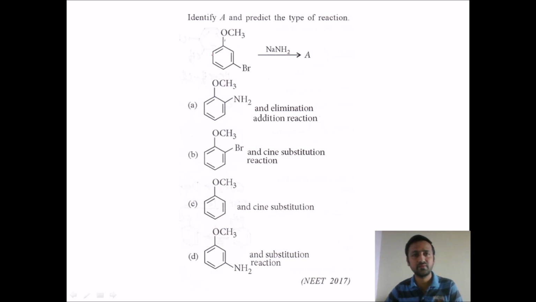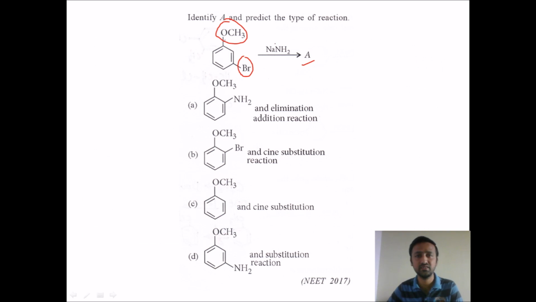Third question. Identify A and predict the type of reaction. Again, a reaction is given here. First we need to identify what this product A is and which type of reaction this is. You can see we have a di-substituted benzene. One group is a methoxy group and the other is bromine. Let me take the reaction now.